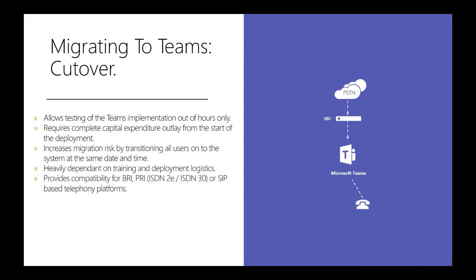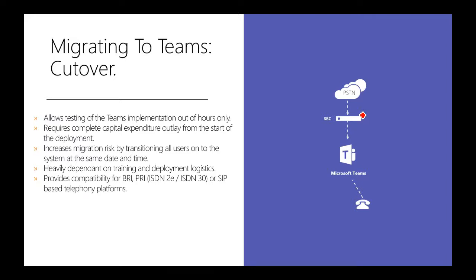This tends to be that scenario whereby we will take the phone line out of your existing system, and we would plug it into the SBC. This is assuming that you've got an ISDN. It could also be for SIP. We'll test it out of hours, make sure everything's working as it should be, and then we need to pick a day in the week or on a weekend to cut everyone over to Teams. And they're coming in on a Monday morning and they've switched over to the new system.